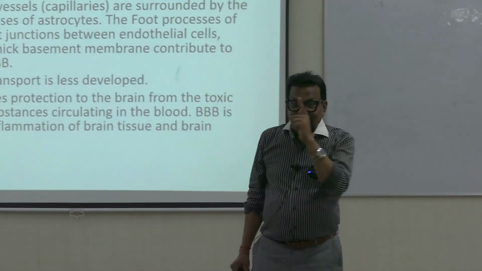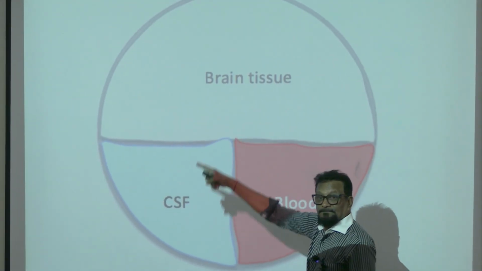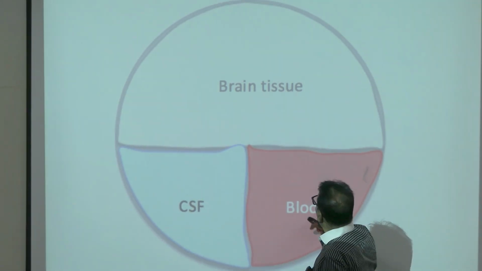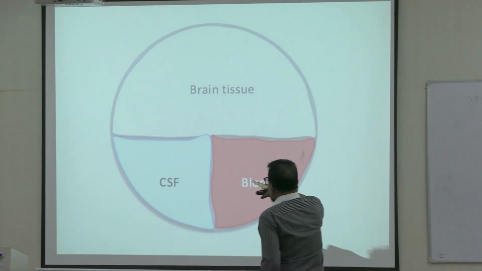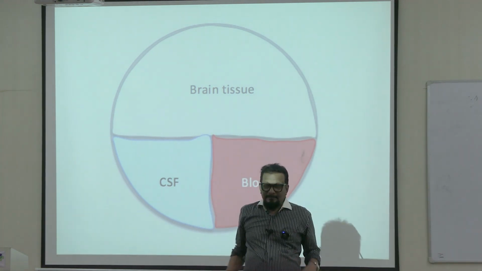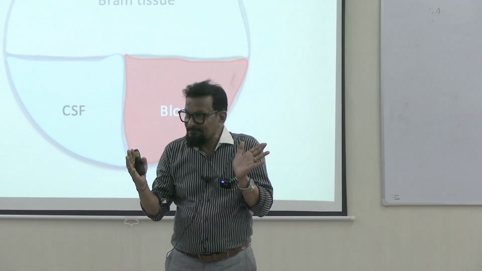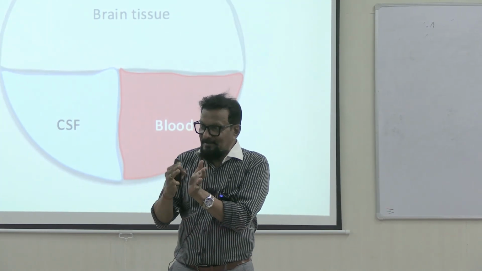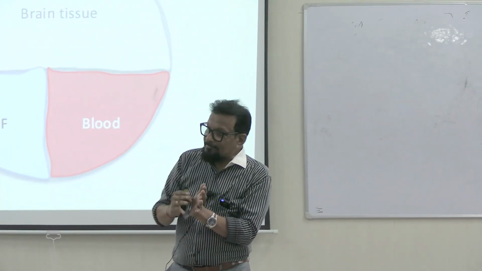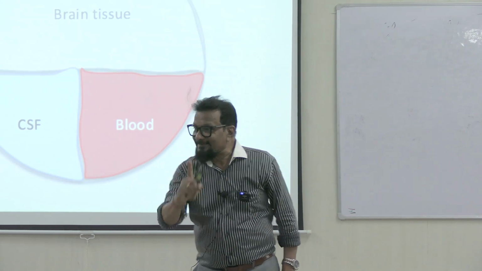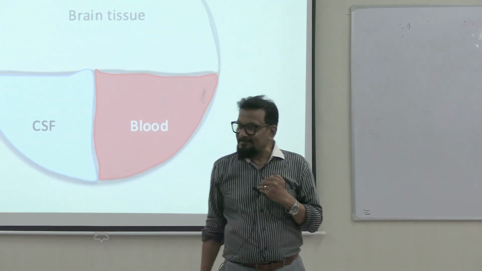These are the 3 main constituents in the brain, and the sum of these 3 constituents is constant. This is the skull. So within the skull, what is there? CSF, blood, and brain tissue. CSF and brain tissue cannot be compressed, so their amount is fixed. You cannot increase or decrease the brain tissue. Similarly, CSF quantity is also fixed. But this blood, we can increase it or decrease it.